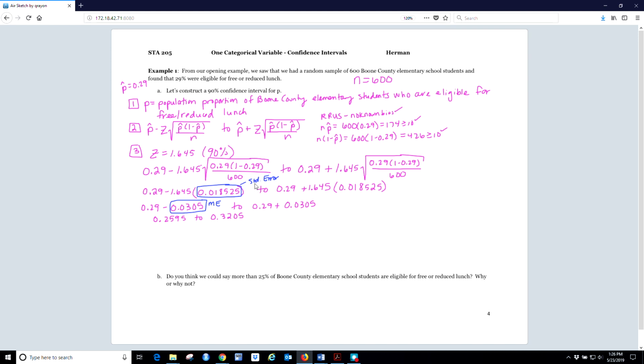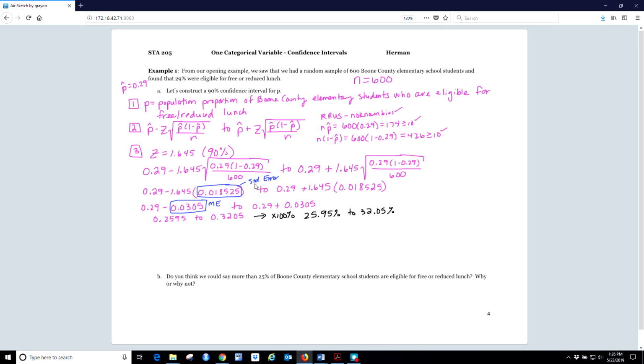Now the last thing I'm actually going to do before I do the interpretation is that most people don't like proportions as decimals. They prefer them to be percentages. So if I make these percentages by just multiplying by 100%, we're going to get 25.95% to 32.05%.